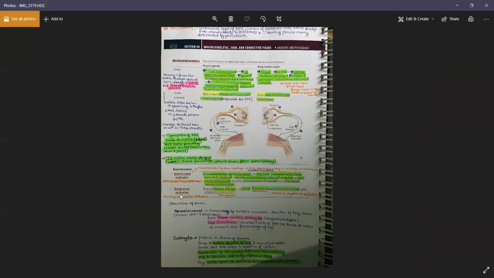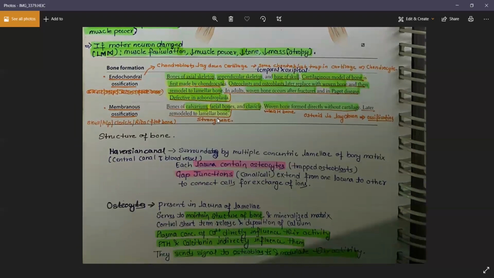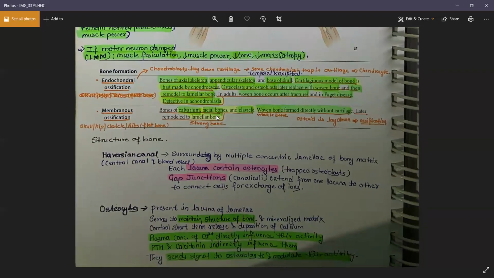Okay, so we have finished with the muscles, and now we start the bone. For the bone, you have this endochondral bone ossification as well as the membranous bone ossification.